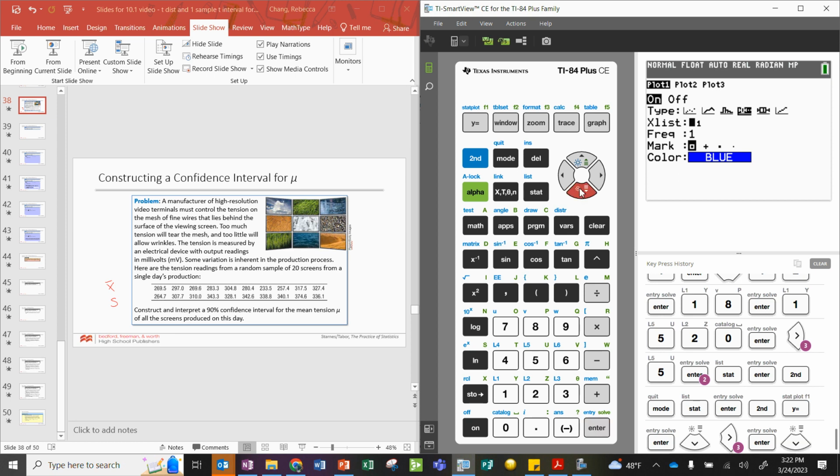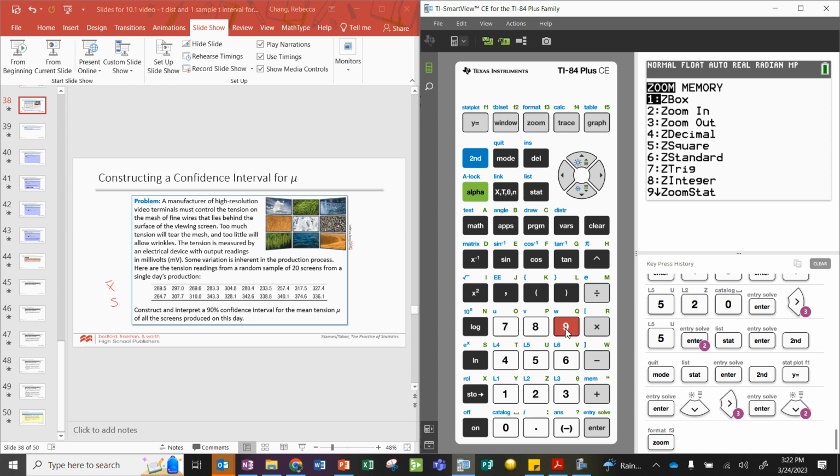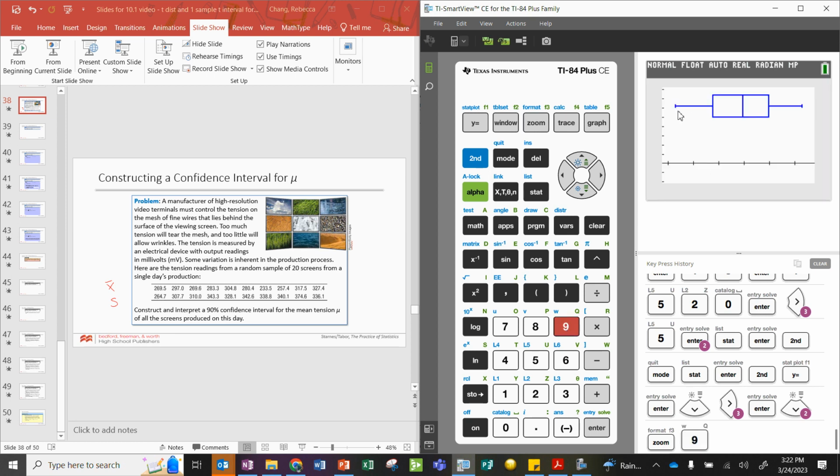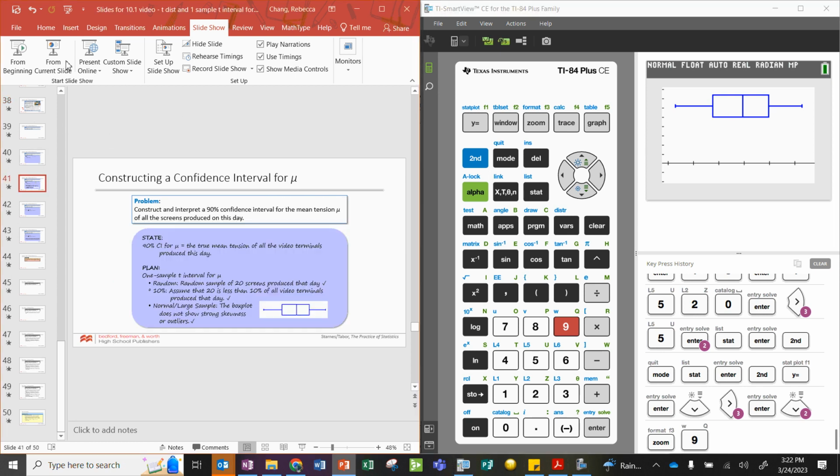My data is in L1. My frequency should be at 1. And I'm going to zoom stat or zoom 9 that. So there's my box and whisker. That's the shape of my sample data. Because my sample data looks pretty symmetric, I don't really have evidence against the sampling distribution being normal, right? So we're going to say this is close enough. We think the sampling distribution is probably going to be close to normal.